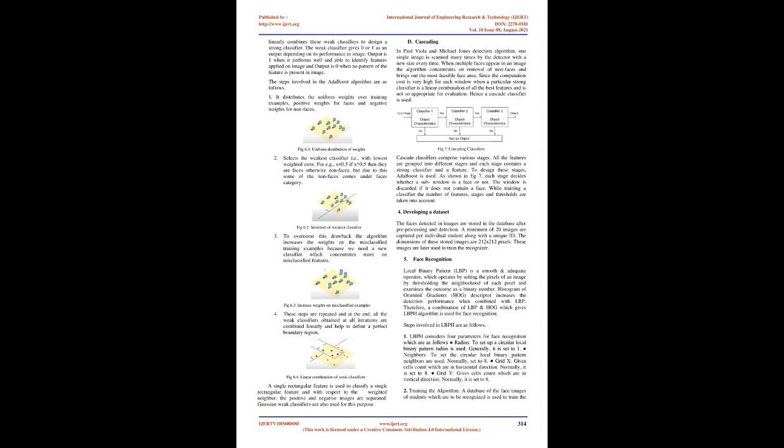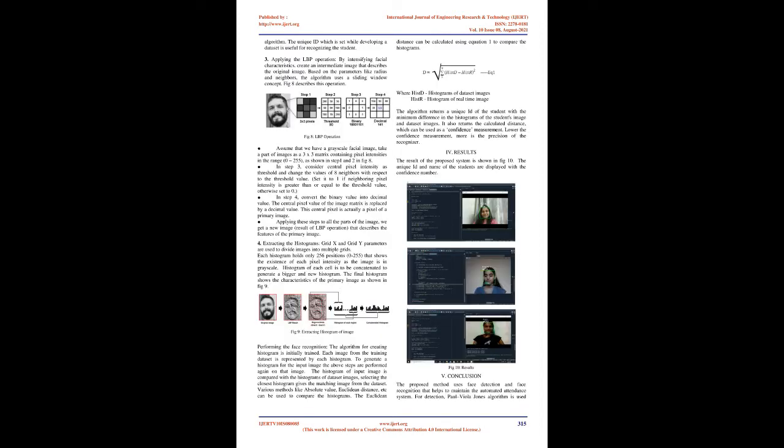A single rectangular feature is used to classify a single rectangular feature, and with respect to the weighted neighbor, the positive and negative images are separated. Gaussian weak classifiers are also used for this purpose. Cascading. In Paul Viola and Michael Jones' detection algorithm, one single image is scanned many times by the detector with a new size every time.